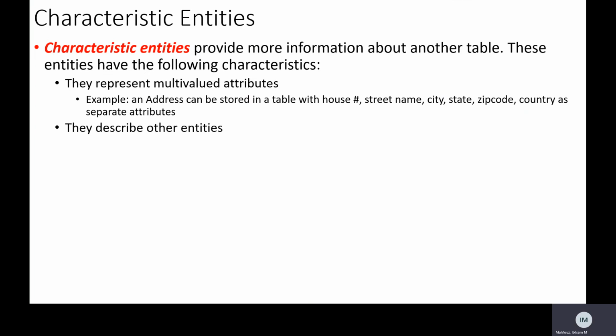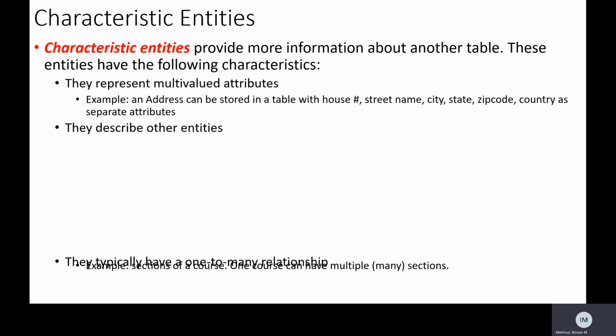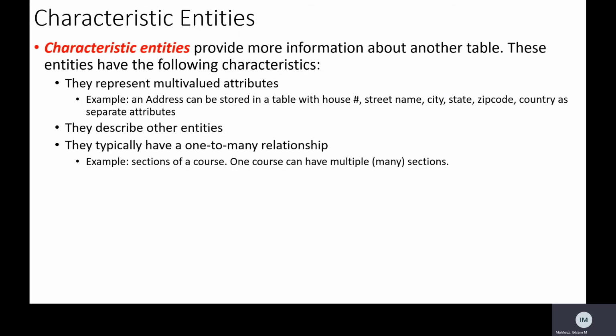So basically, a characteristic entity is a table. It's an entity, but we said an entity is just a table. So a characteristic entity is just a table that has extra information that I want to store about another entity. And these usually come with one-to-many relationships. So if you think about a customer, they could have many addresses, like, if you're storing different shipping addresses in your Amazon.